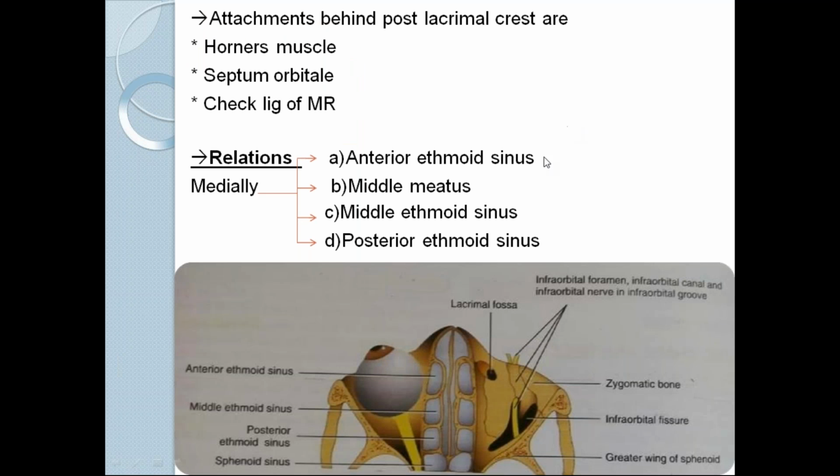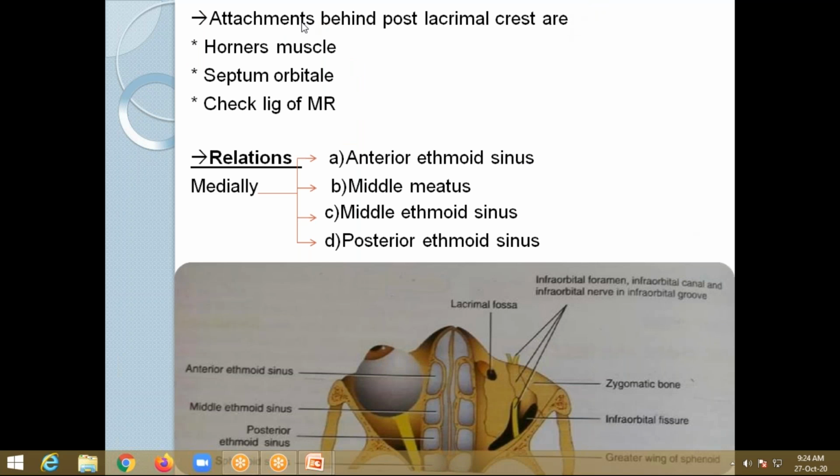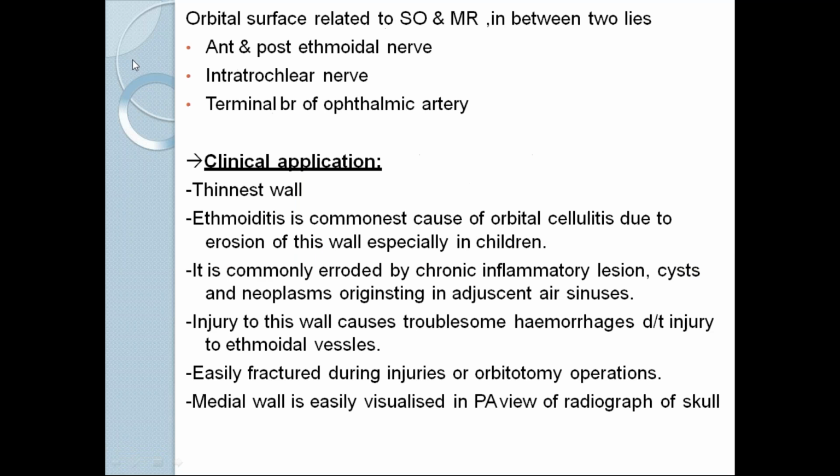So coming to attachments. Behind the posterior lacrimal crest are Horner's muscle, the orbital septum, and the check ligament of the medial rectus. These are all the attachments we have. The orbital surface is related to the superior oblique and medial rectus, and it lies in between the superior oblique and the medial rectus.